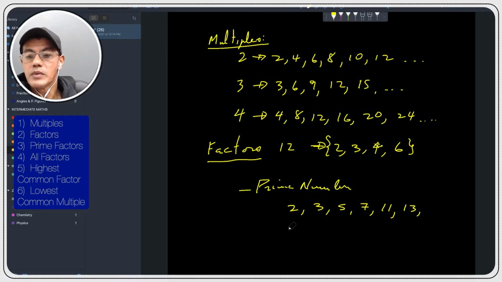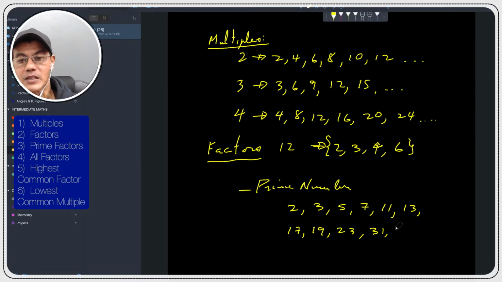After 13 we'll have 17, and then notice 19 is a prime number, but 21 is not a prime number because 3 can go into 21, as well as 7. 23 is a prime number. 25 is not a prime number, obviously. 27 also is not, because 3 and 9 can go into 27. 31 is a prime number.